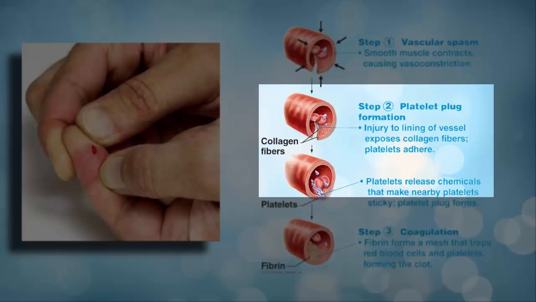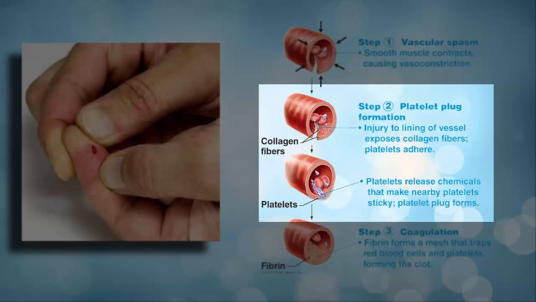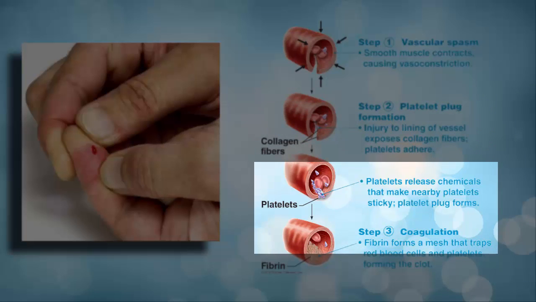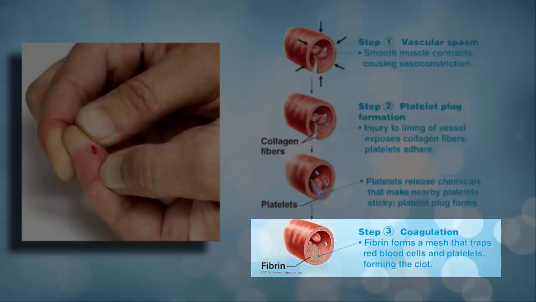The platelets also release chemicals that attract other platelets, and as other platelets join, they release more chemicals, attracting more platelets. And this is a positive feedback loop. Pretty quickly, the break is filled with the plug, but it is not fully stable. And that is where the final step comes in. And this step is called coagulation or clotting. And here's where the process gets very interesting.